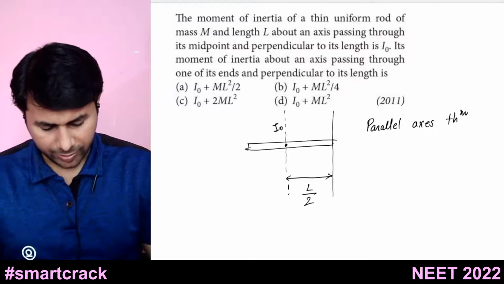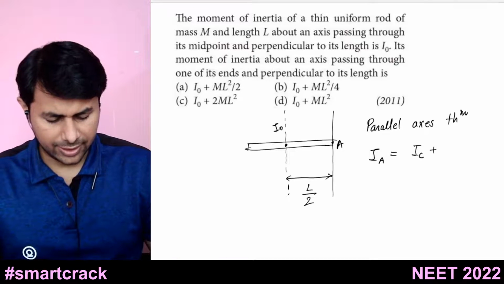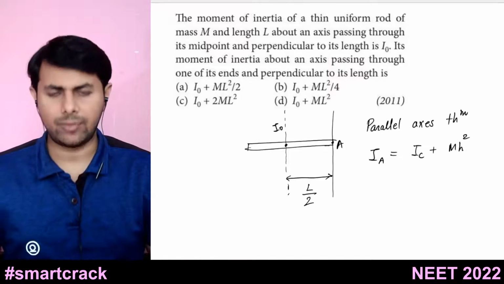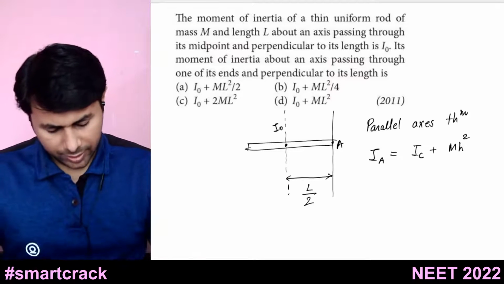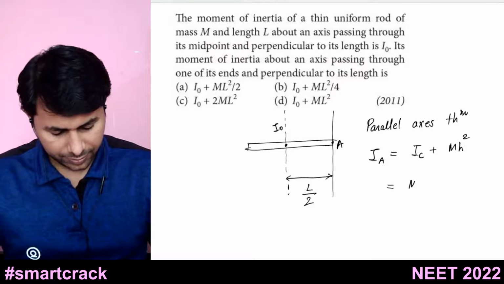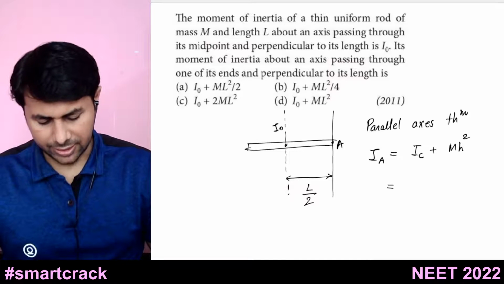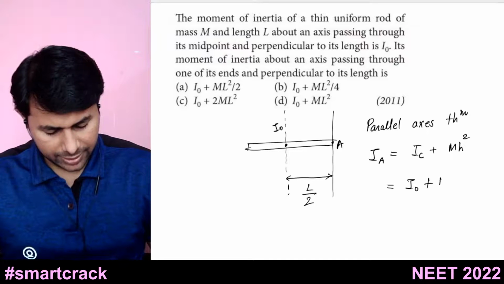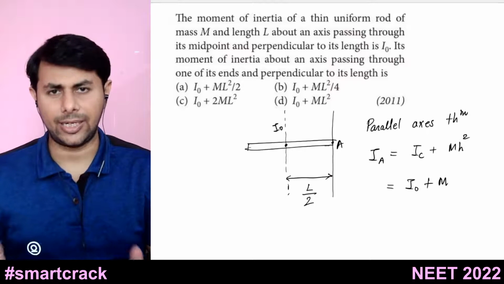It says that the moment of inertia about this axis, let's say point A, IA is equal to IC plus M H square. What is IC? It's the moment of inertia about a parallel axis which passes through the center of mass. It is given that the moment of inertia about this axis through the center of mass is IO. So it's IO plus m into h square. Now what is h? h is this distance, which is L by 2.